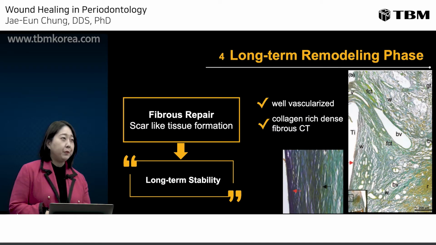Two weeks after the wound formation, the remodeling phase starts. Well-vascularized, collagen-rich dense fibrous connective tissue has replaced the regions of the granulation tissues. The regions surrounding the dense connective tissue also appear fairly rich in collagen fibers. This scar-like tissue is well vascularized. Coronally, regions of granulation tissue remain. In other words, the well-vascularized, collagen-rich connective tissue means fibrous repair. It means the newly formed tissue resembles scar and it has long-term stability.